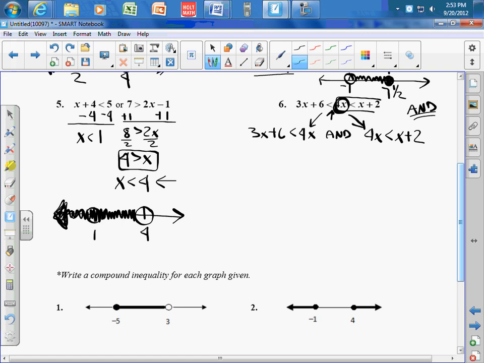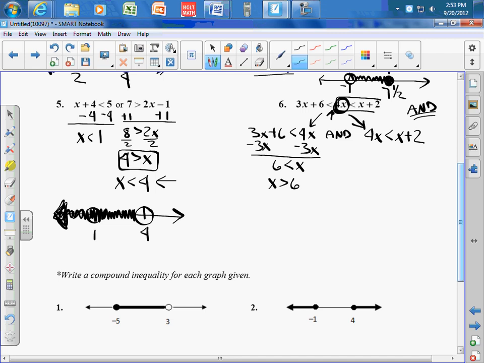Now, usually I would want to cancel out the variable on the right side. I would usually want to cancel out the 4x on the right side. But when that happens, you get 0. We don't want to do that. So subtracting 3x from both sides, I get 6 is less than x. Because we're graphing, let's flip it over. X is greater than 6.